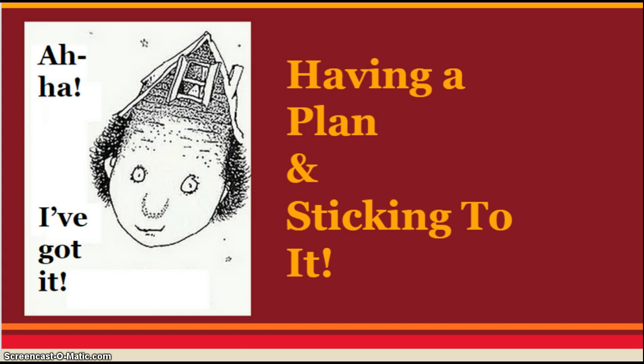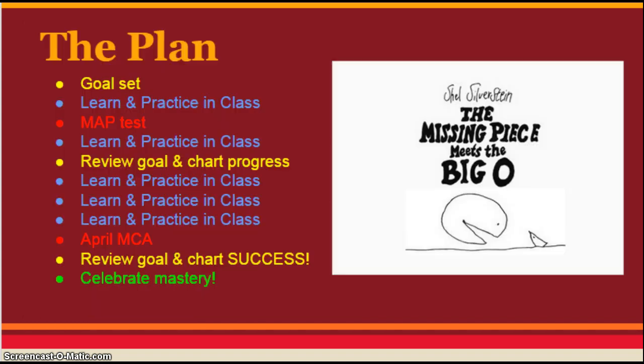Now, once we figure out exactly what we need to know with the academic skills and also the content skills, we're going to really have a plan and we'll be able to stick to it. Let's talk more about what this looks like. The plan now is that we are goal setting. We'll then learn and practice in class. We'll be taking our MAP test shortly, and then we'll continue to learn and practice in class. After our MAP test, we'll be able to review our goal and maybe look at progress that we've made.